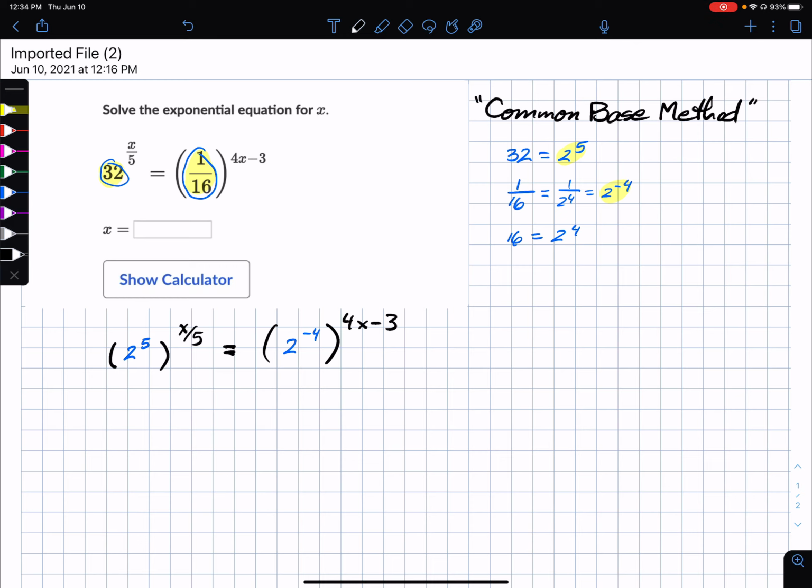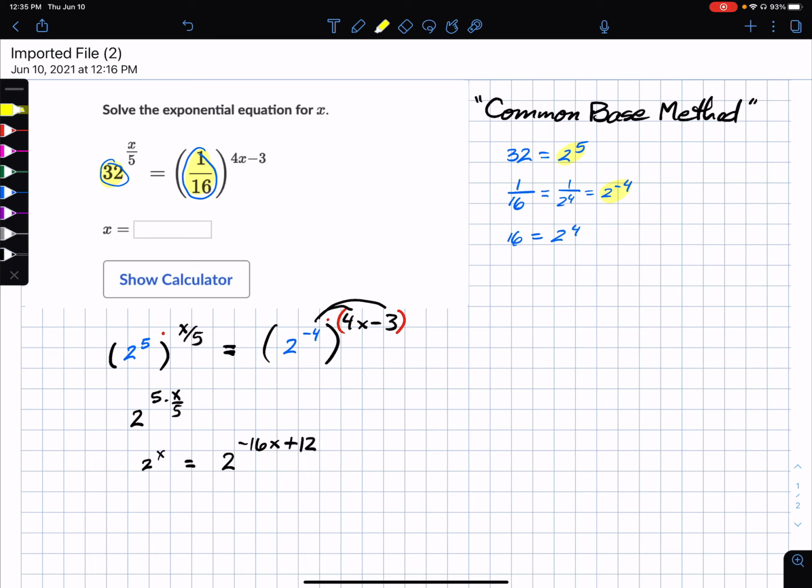Okay, so we need our exponent properties now. We've got power on power, so we're going to be multiplying, and you'll need to remember on this right side here to distribute as you multiply. So we'll end up with 2 to the 5 times x over 5. Well, that's just 5x over 5, which is just x. So we'll have 2 to the x equals, and then on this side we'll have 2 to the, distribute the negative 4 through that expression, and you'll have negative 16x plus 12.